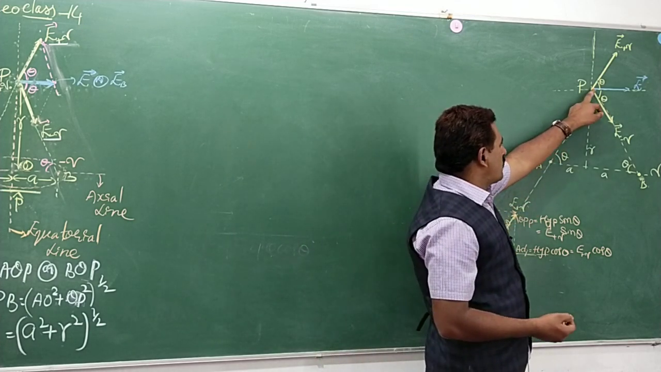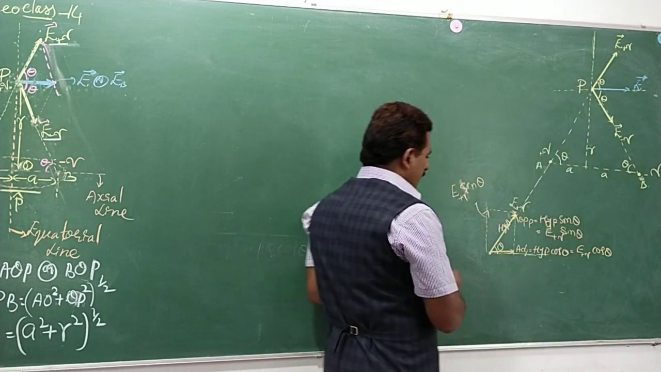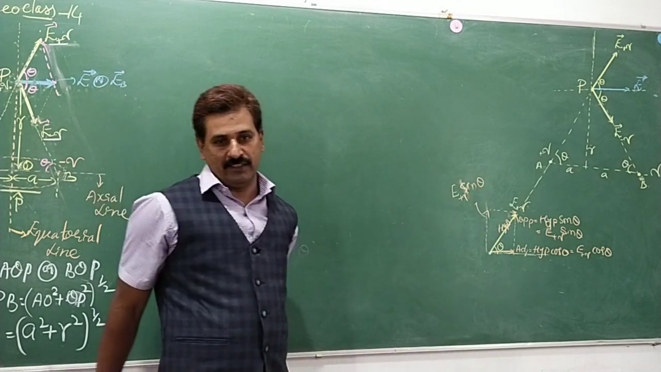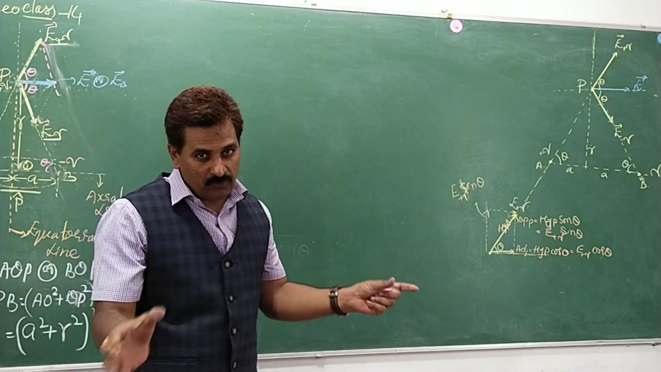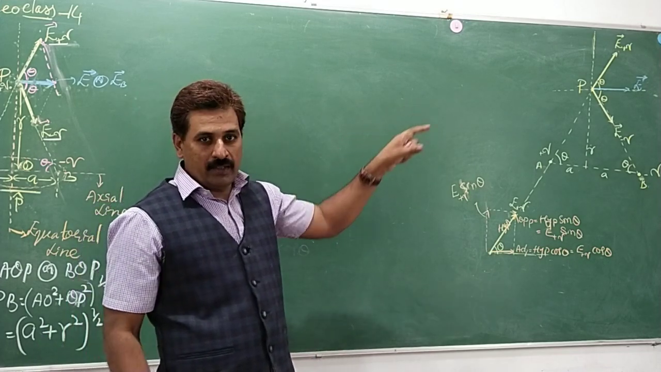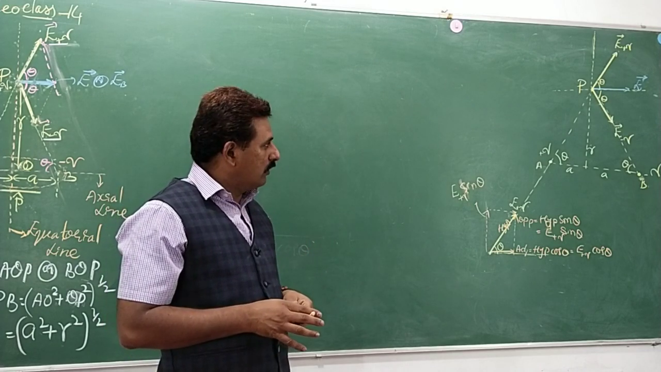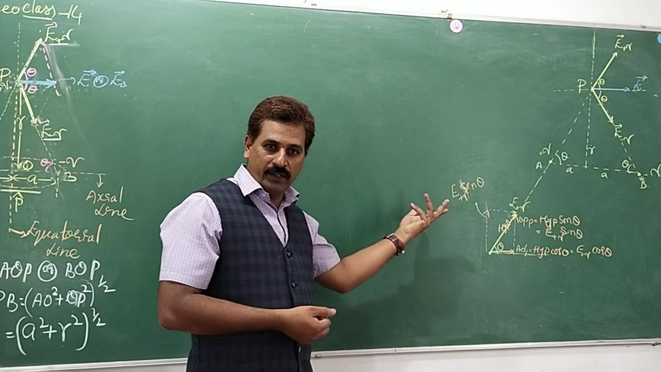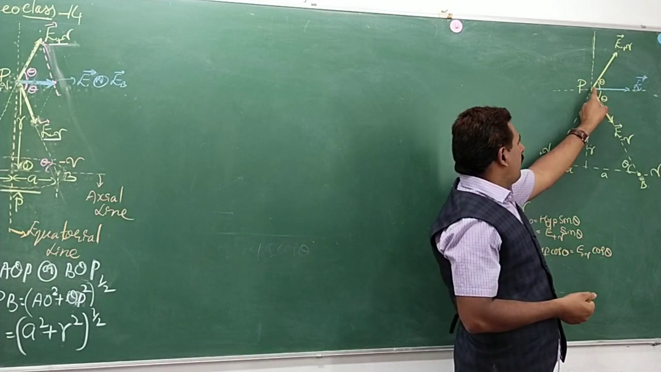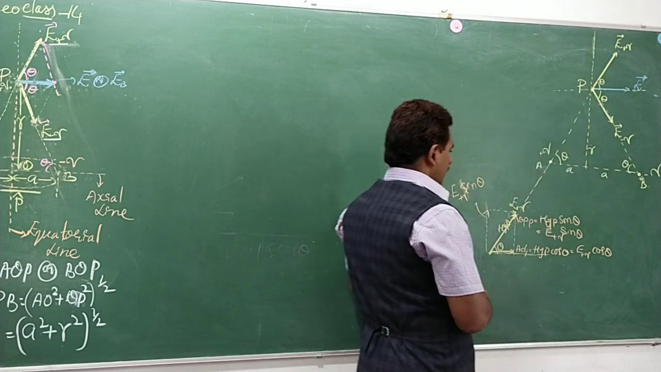E plus Q pushes point P in two directions, along the horizontal and along the vertical. What's the horizontal value? E plus Q cos theta. What's the vertical value? E plus Q sin theta. That's what we mean by resolving. E plus Q acting at an angle theta has two directions. One is horizontal, the other vertical, which means it is pushing along this, implies a part of that acts along horizontal, and a part of that acts along vertical.